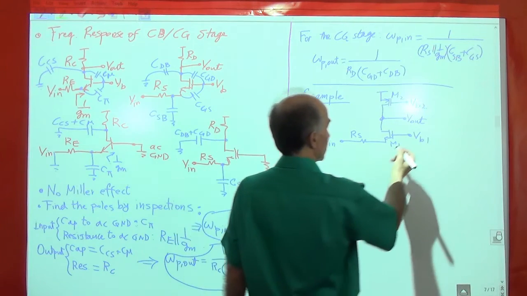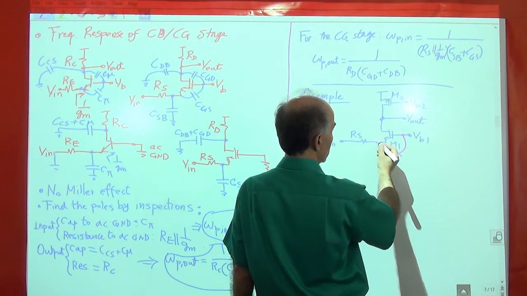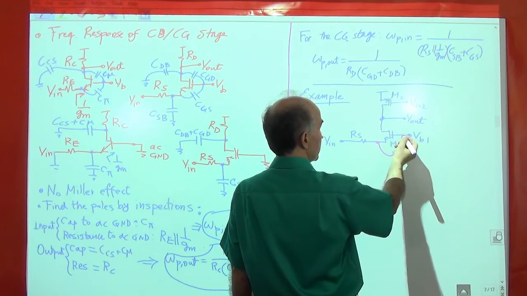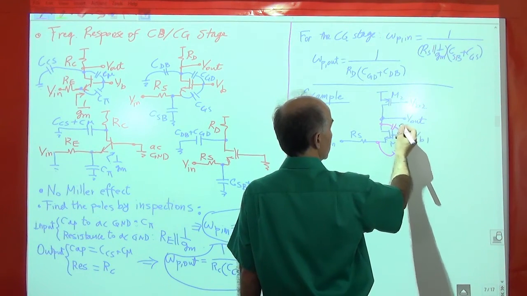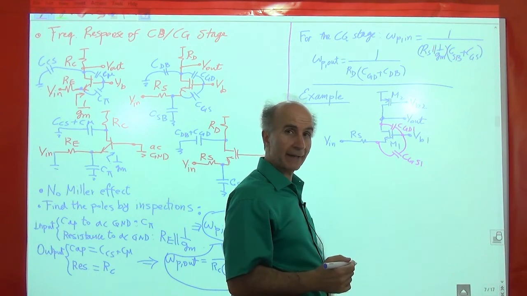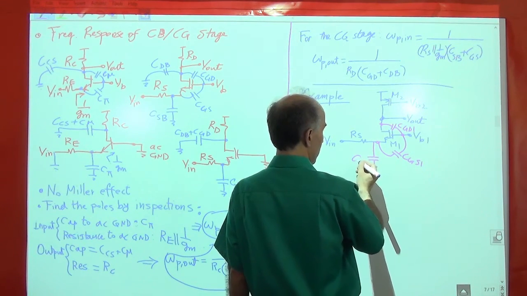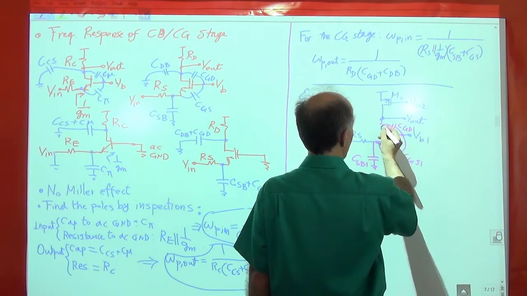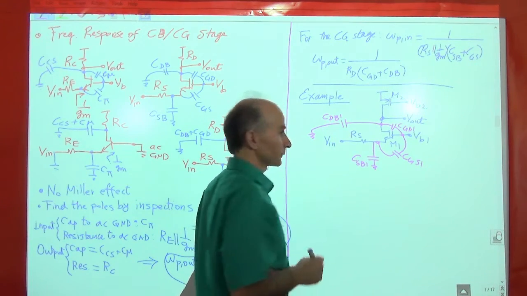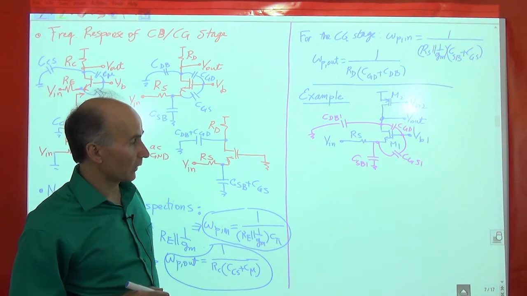Okay. So for M1, we have CGS1. And then CGD1. And then we have two caps from the source and the drain to ground. So there's one here, CSB1, and then we have one here, CDB1. So these are the four caps of the transistor M1.